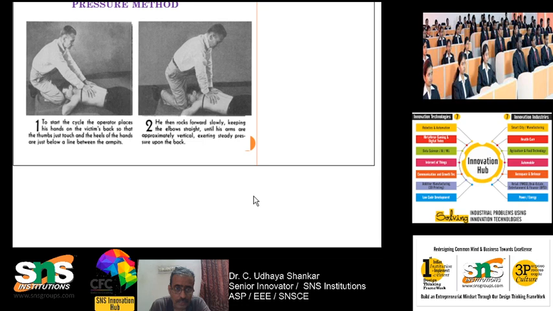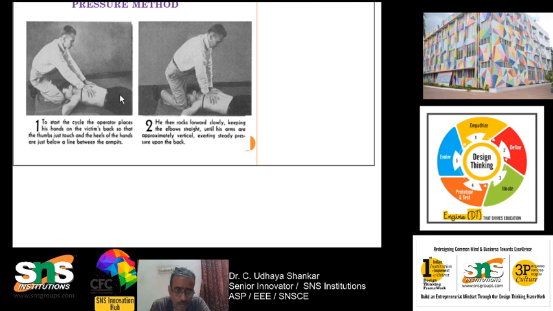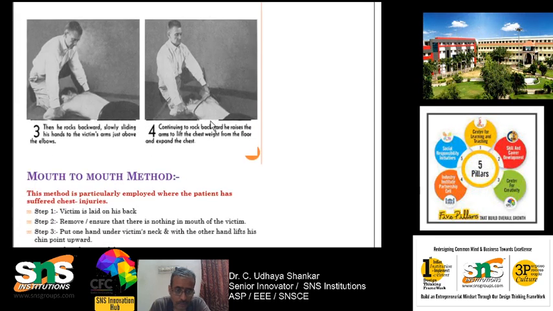So next is Nelson arm lift back pressure method. So here you can see the diagram. You have to make the victim lie down in this way, and we have to press on his back like this, okay, and then we always have to lift his elbow in this way, okay.